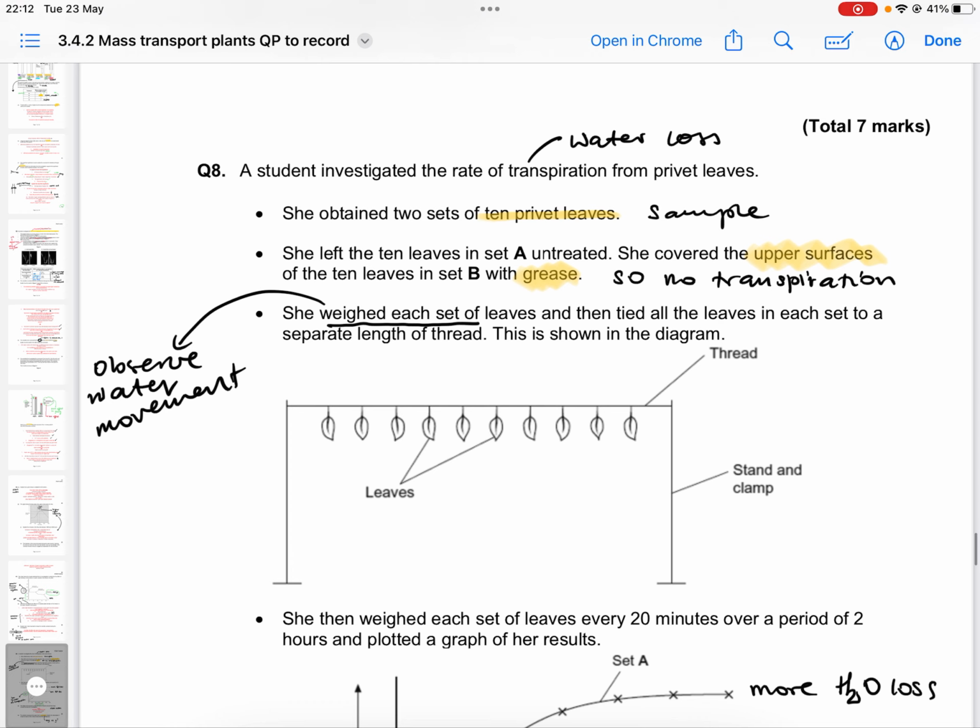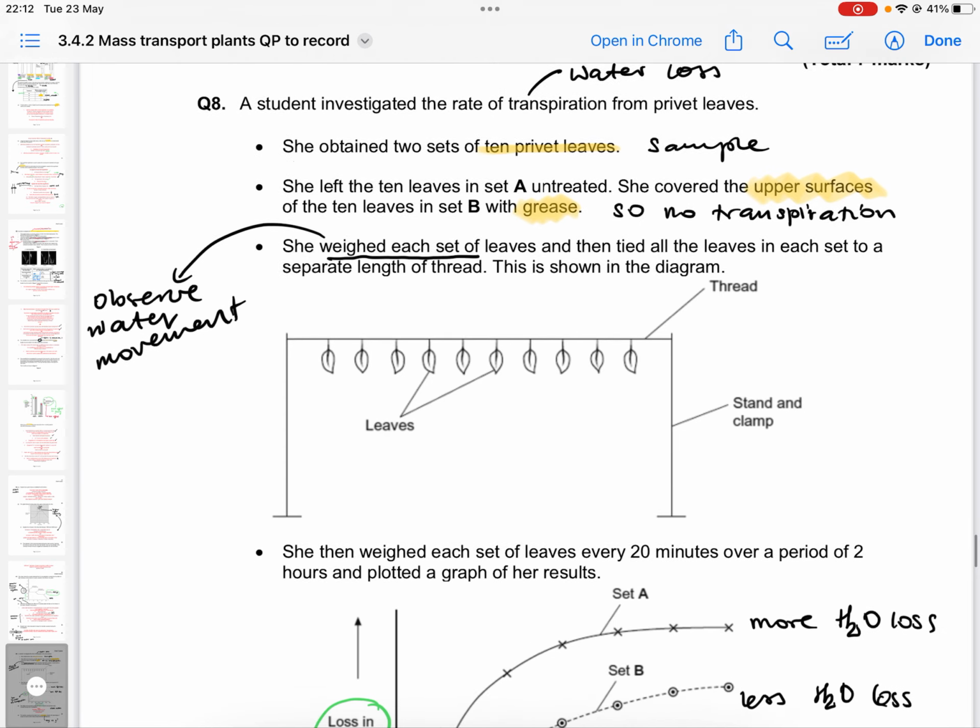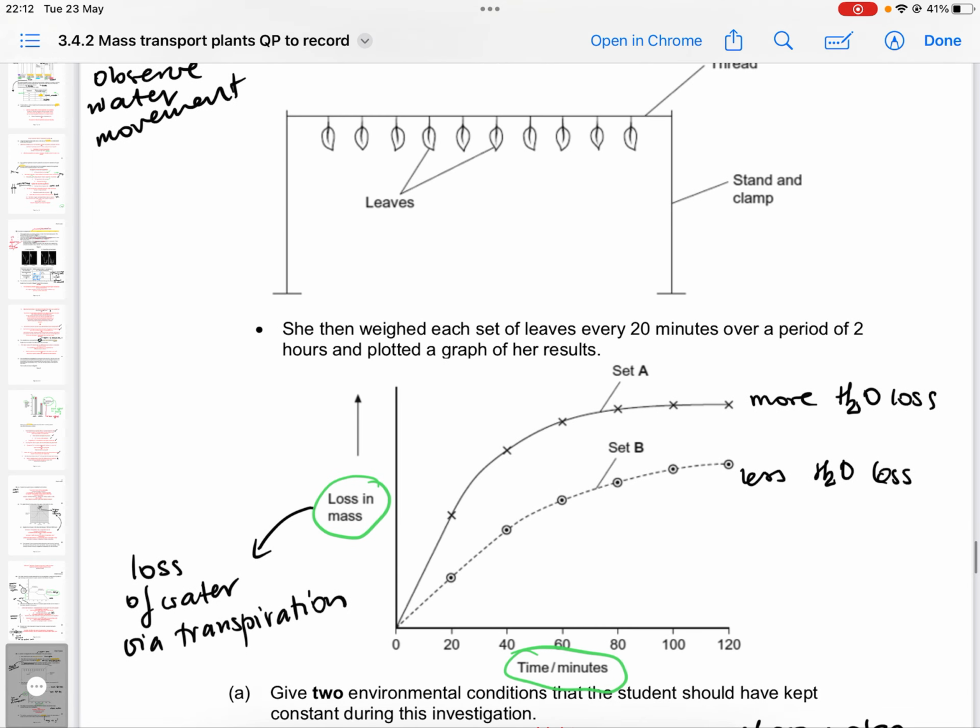Question 8 here, again about transpiration, so the water loss, and the student in this scenario has observed the weight of the leaves. So any loss of weight means that the water will be lost. And in setup B, the student has used grease on the upper surfaces. We did a question with the oil before, so that will prevent the transpiration, being waterproof. So that's the setup they've done, and the next figure shows you the water loss.